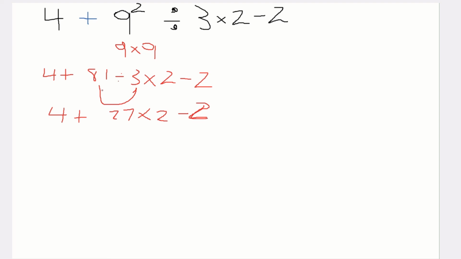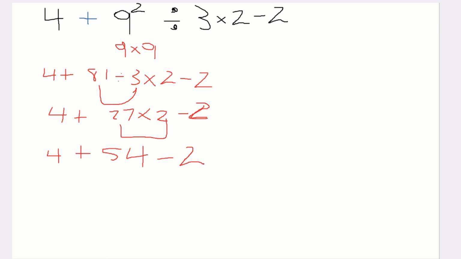What we will do next is of course our multiplication. We're going to multiply 2 by 27. So we're going to do our multiplication first. So we'll have 4 plus 2 times 27, that's 54, minus 2. Okay, so there we go. We're now getting simpler and simpler until we reach our target. So now we have 4 plus 54 minus 2.